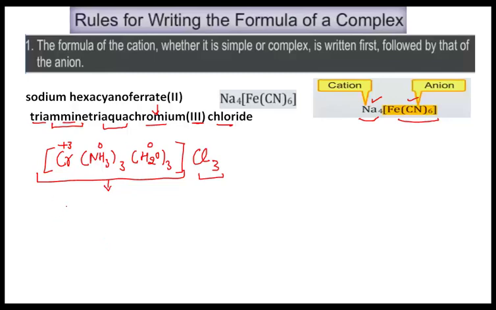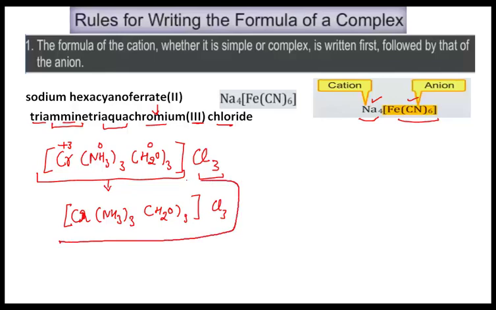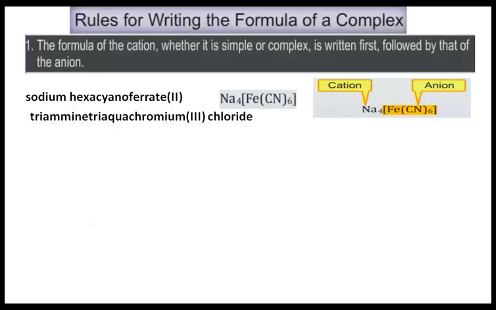So finally we can write it as [Cr(NH3)3(H2O)3]Cl3. So this one will be the final formula of the species. Okay, now we will go to the next species, this one.